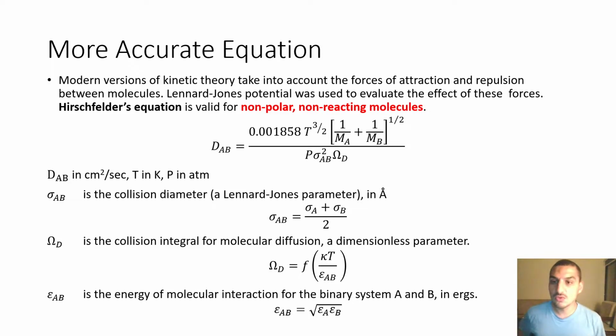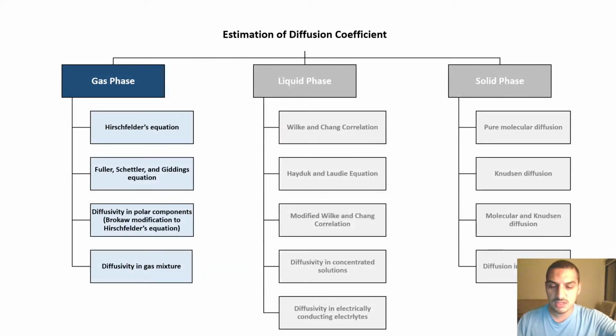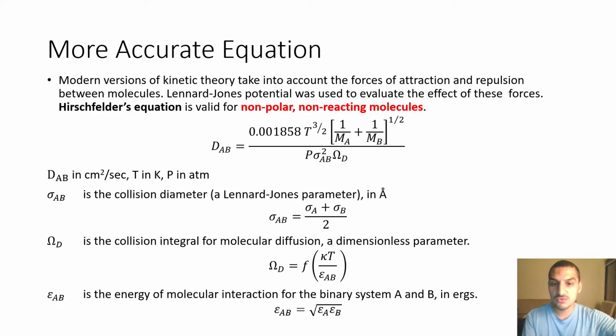Hello, everybody. So we are going now to talk about the equations that we can use to estimate the diffusion coefficient, and maybe I can go back to this slide because it gave like a mind map of what we're gonna do. So this is the first equation, which we call the Hirschfelder's equation. This is the first equation that we use actually to calculate or estimate the value of the diffusion coefficient.